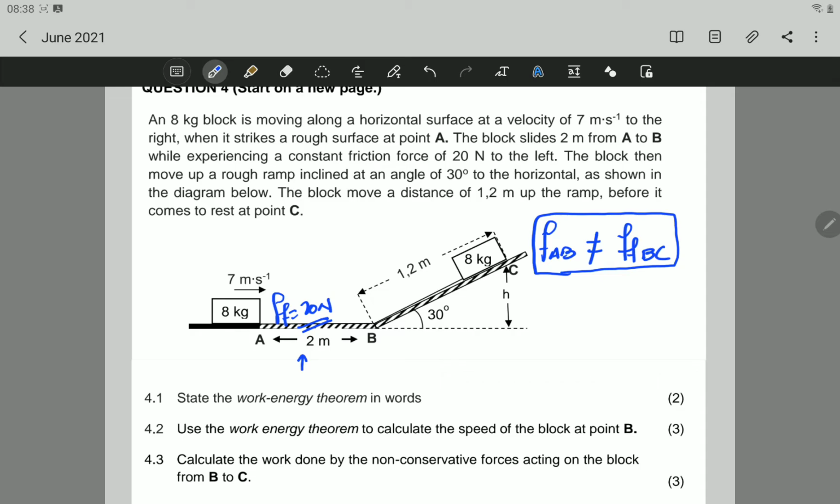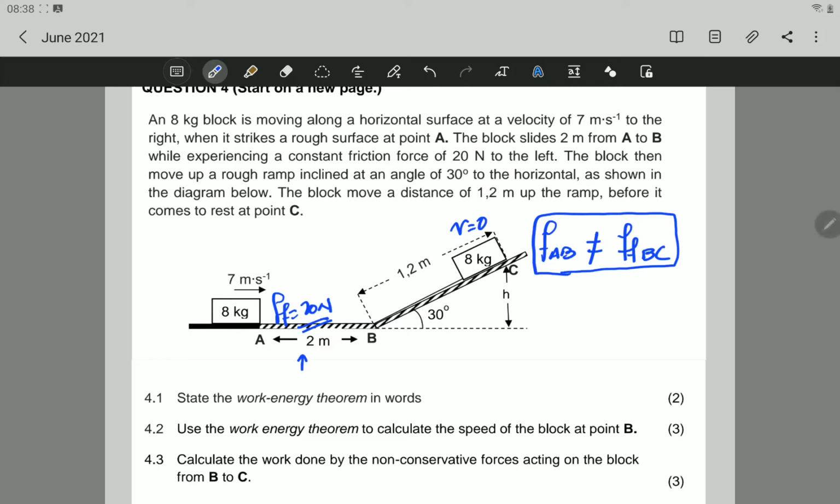But we're moving on. The block then moves up a rough incline at an angle of 30 degrees with the horizontal as shown in the diagram below. The block moves a distance of 1.2 meters up the ramp before it comes to rest at point C. So the velocity here is equal to 0. Okay, I think that is the most important data. We're going to go on and then we'll see what happens.